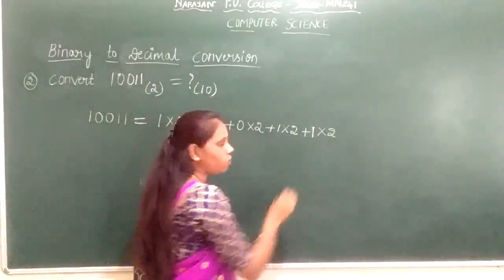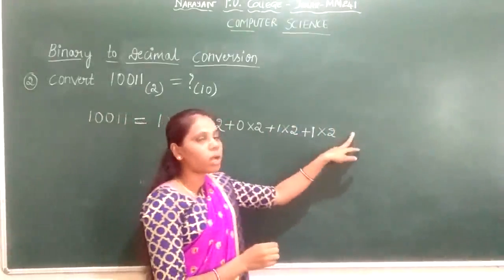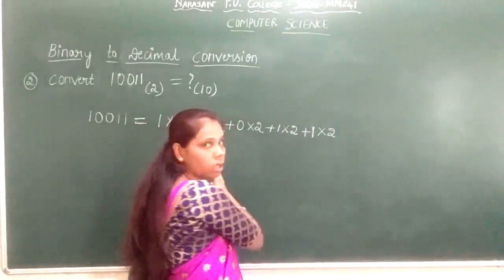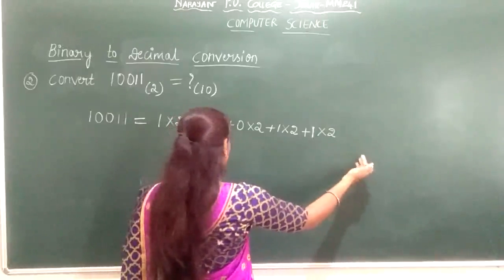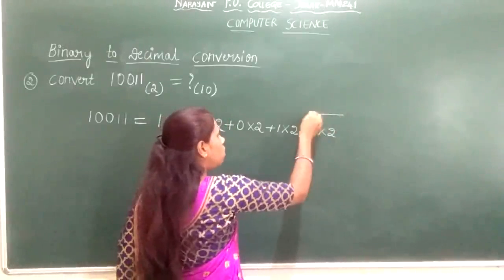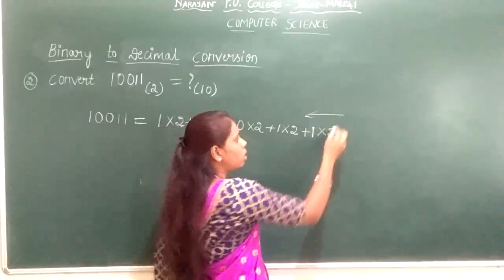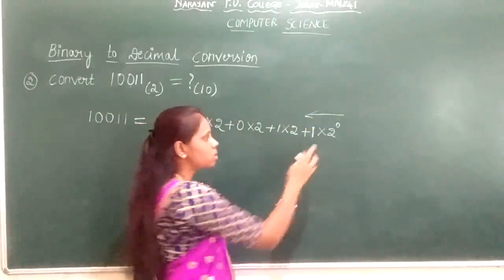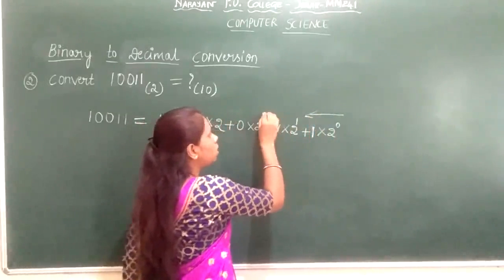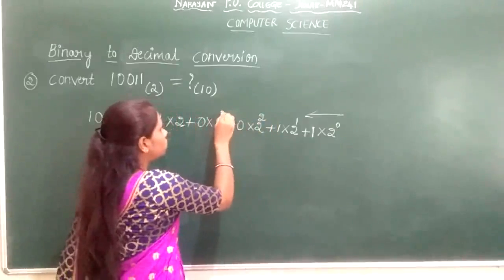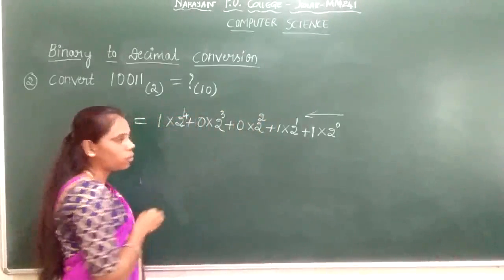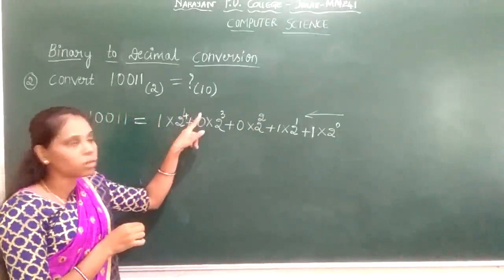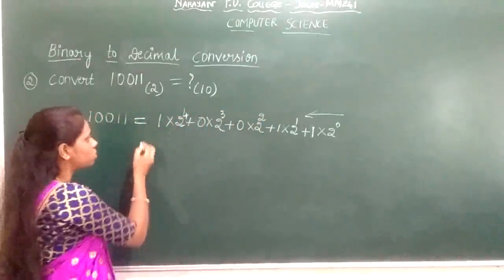Since we don't have any fractional values, the positional value starts from right to left. So you need to mention the positional values. Always the positional value starts from 0. Now 1, 2, 3 and 4. Only for the base values you need to write the positional values.